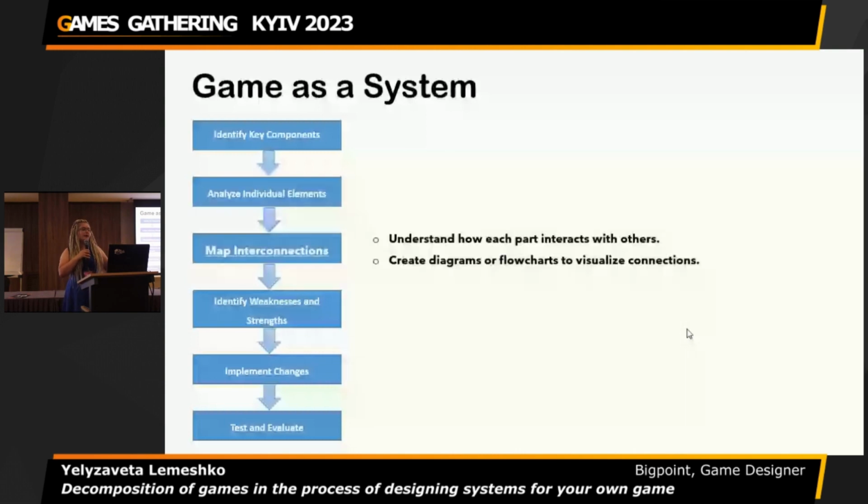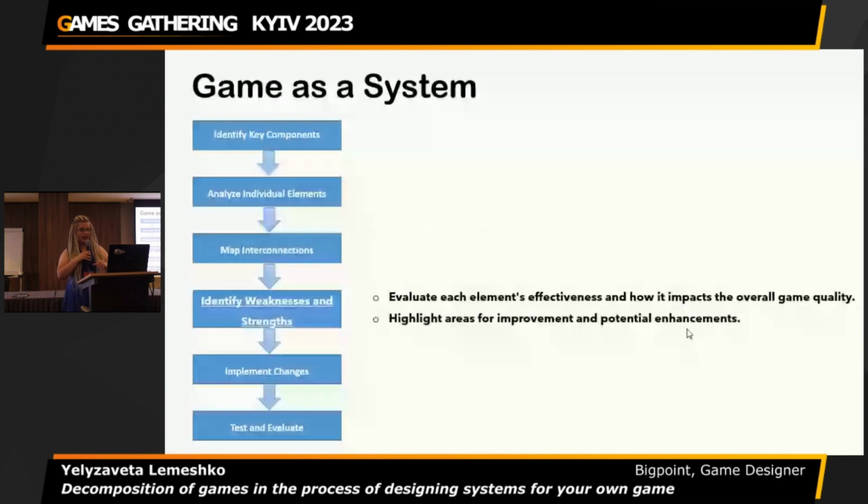Then we define the map interconnection. We understand how our key components are working with each other. And on this step we are already creating diagrams or flow charts to visualize connections. After that, we identify weaknesses and strengths of our project or someone's project, right?